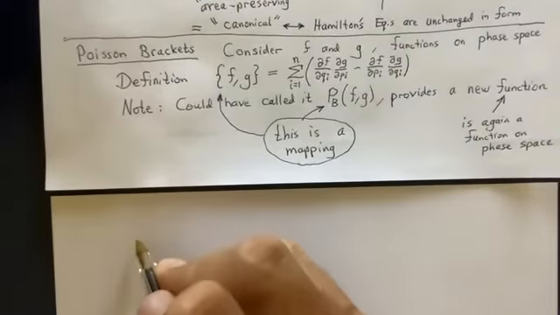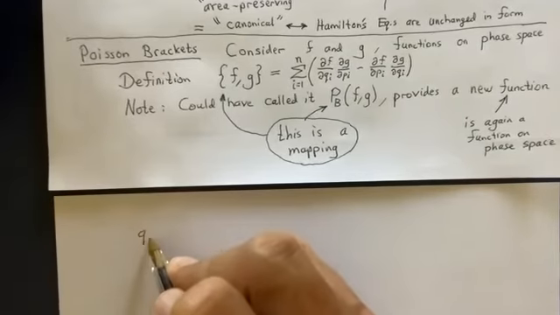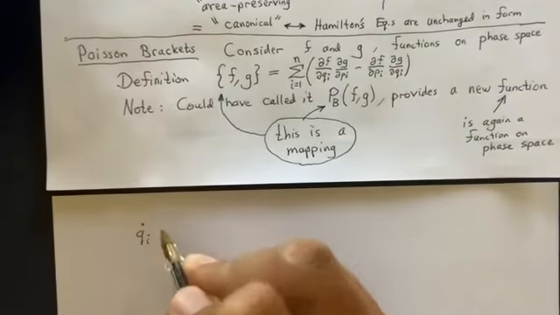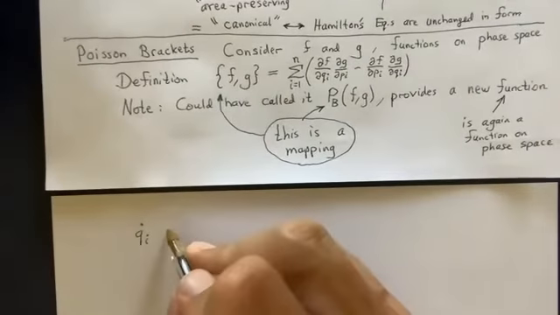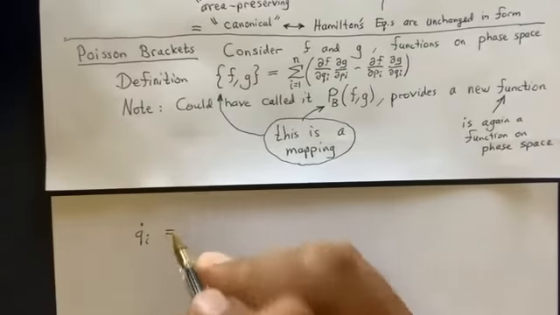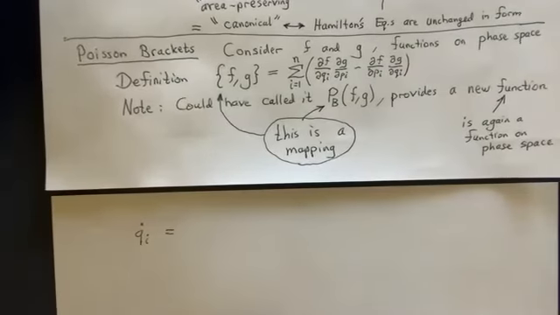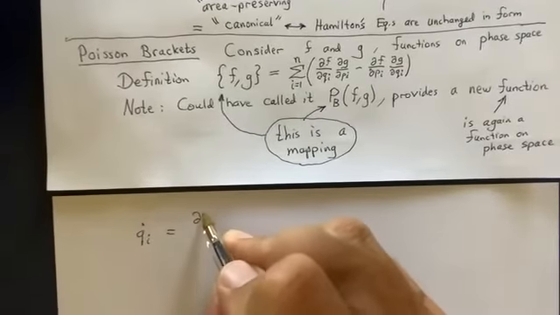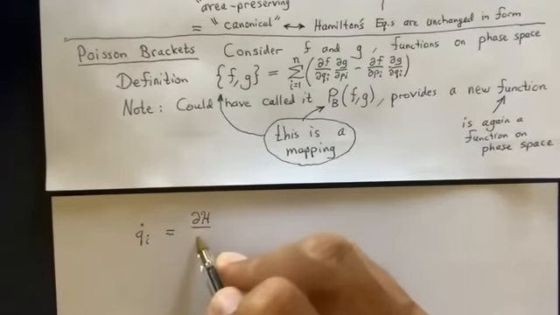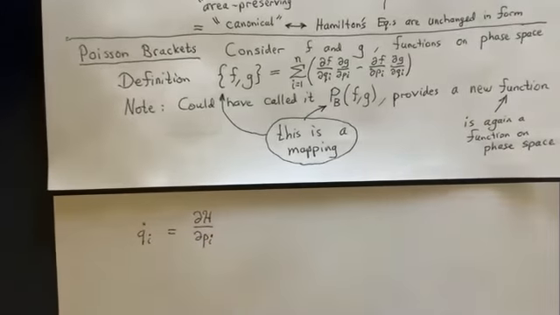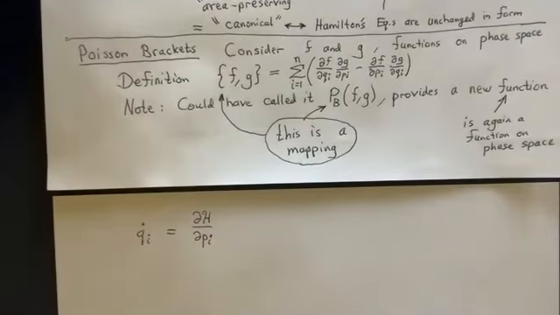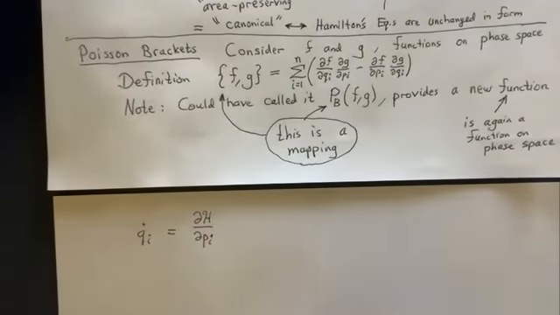Okay, now notice qi dot, so that's the total time derivative of qi, is equal to, well, according to Hamilton's equations, the partial of the Hamiltonian with respect to pi. Okay, and let's observe, that's the Poisson bracket of qi with the Hamiltonian.